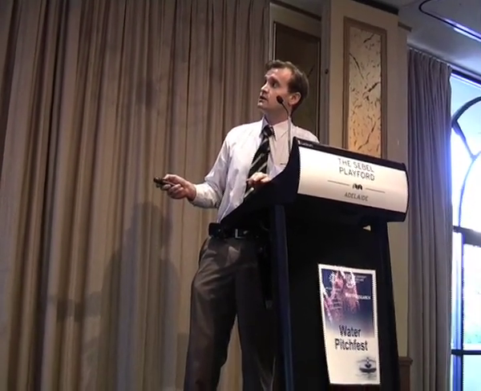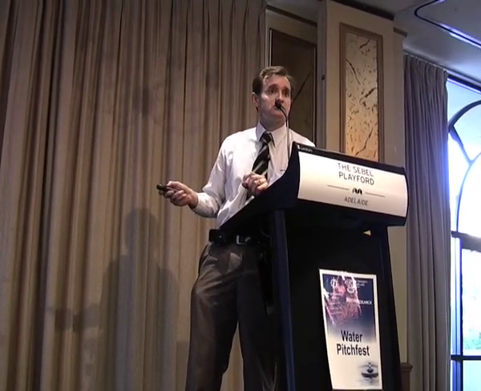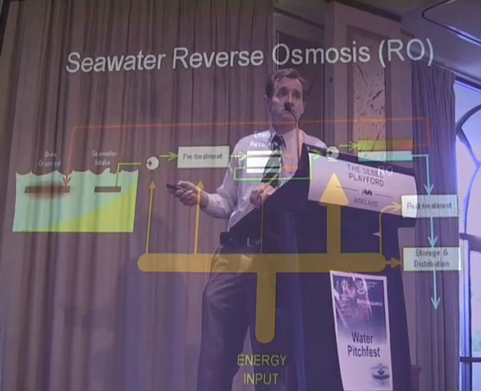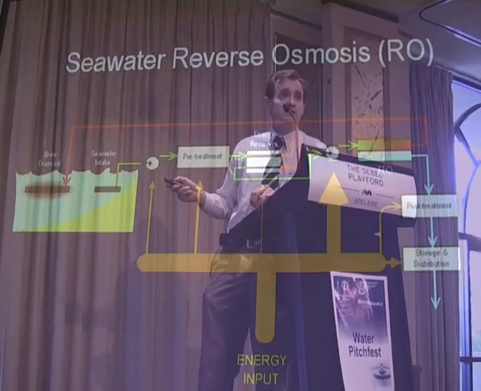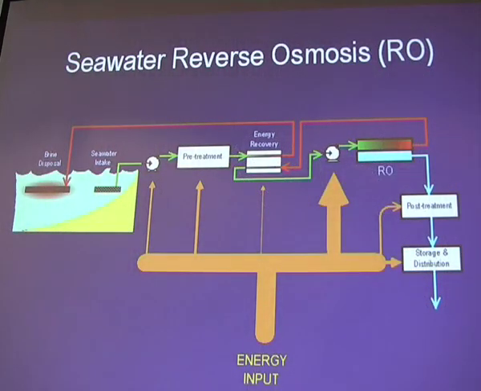You take the seawater, you pump it, you filter it, and you chemically modify it to make it suitable for the reverse osmosis process. You then pressurise it against the reverse osmosis membrane in order to overcome the natural tendency of osmosis, that when you place seawater against the membrane, water diffuses across that membrane and dilutes the seawater.